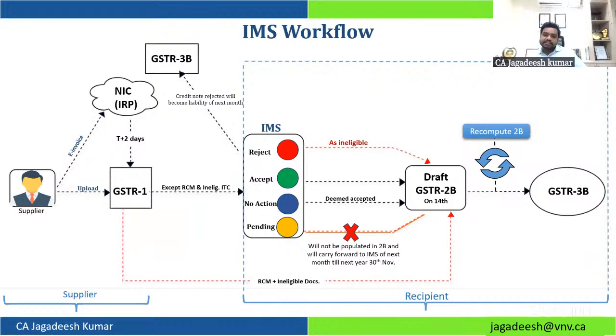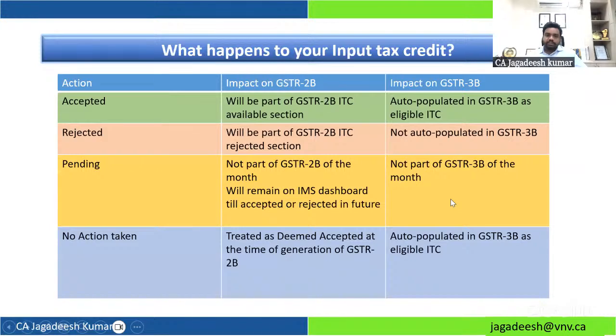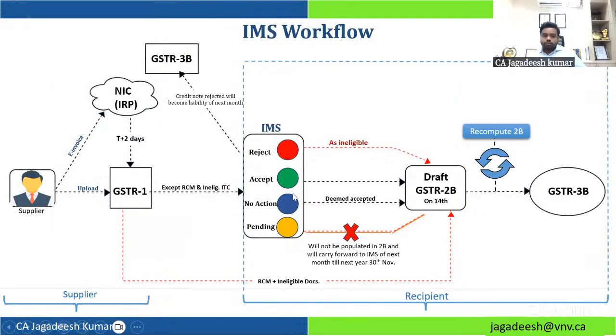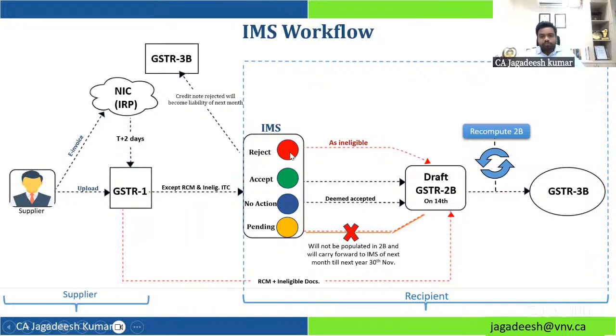It's an enhanced GSTR-2B, I can say, because we'll see how invoice records are affected by each action. If I accept an invoice in the IMS, it will directly flow to my GSTR-2B. Even if I take no action on an invoice, it will be deemed accepted, and such an invoice will also flow to my GSTR-2B. So in these two actions, accept and no action, my invoices will go to my 2B as eligible. If I reject any invoice, it will flow to my 2B, but it will sit in the ineligible category.